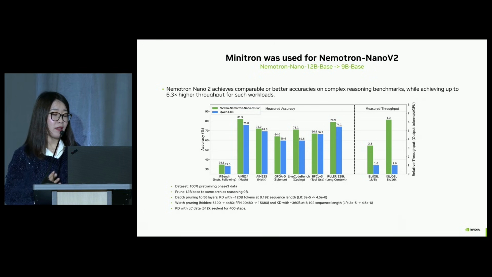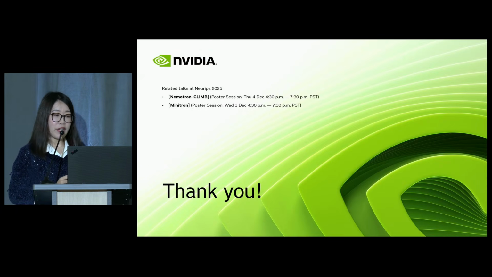And you've already seen this figure, right? So Nano V2 9B has very good performance. This proves the success of Minitron's techniques. Yeah, okay, that's all for my sharing. I hope you can get some ideas and know more about our techniques.